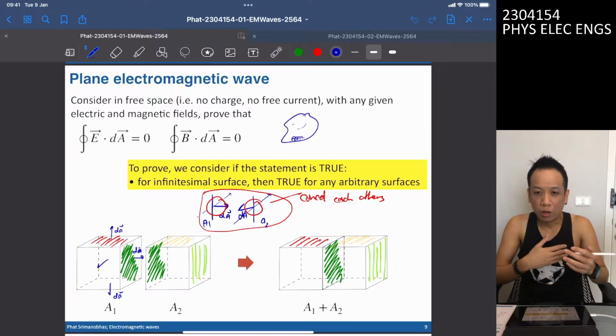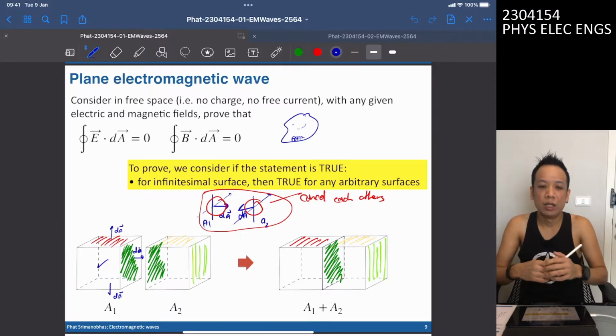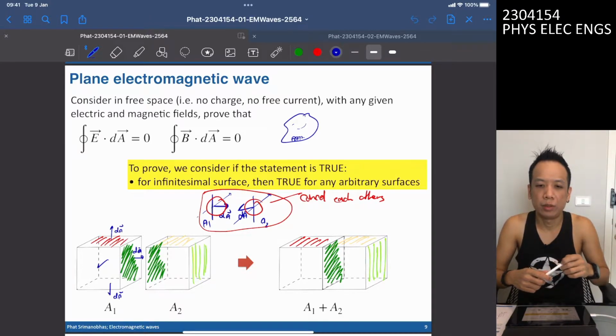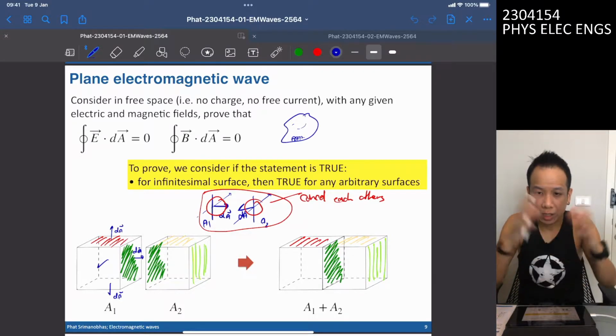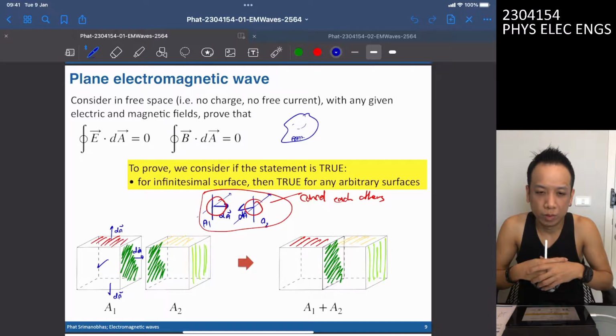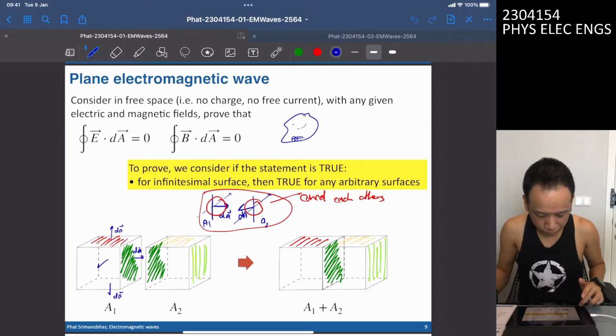We cannot prove it for all possible surfaces. So what we do is try to prove that it is true for the infinitesimal surface, which is a very tiny, ideal situation. We assume that the smallest surface we are talking about is a box. If you would like to form any shape or volume, you can build it up from boxes. Then we use the box to prove the Gauss law.